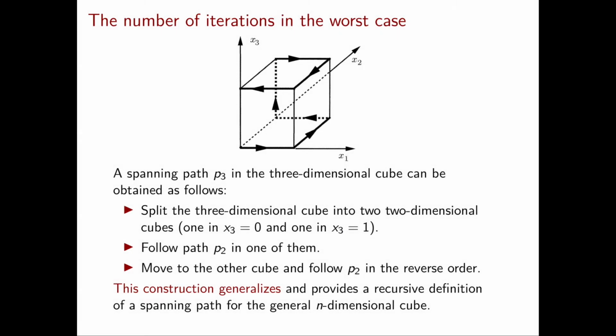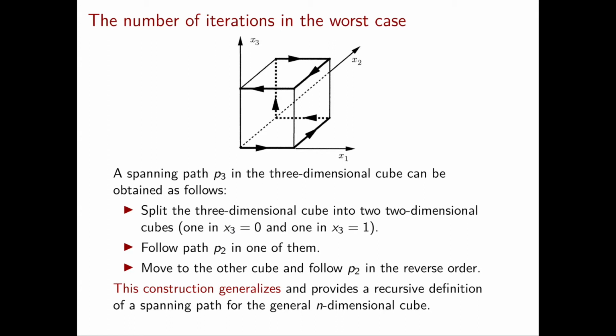Clearly, this is a spanning path in our three-dimensional cube. Our construction can now be generalized to any dimension, using the same type of inductive argument. So essentially, you can use this argument to show that the n-dimensional cube has a spanning path Pn. Great, so we have a polyhedron with an exponential number of vertices, and we also have a path along the edges of the polyhedron that visits all the vertices.